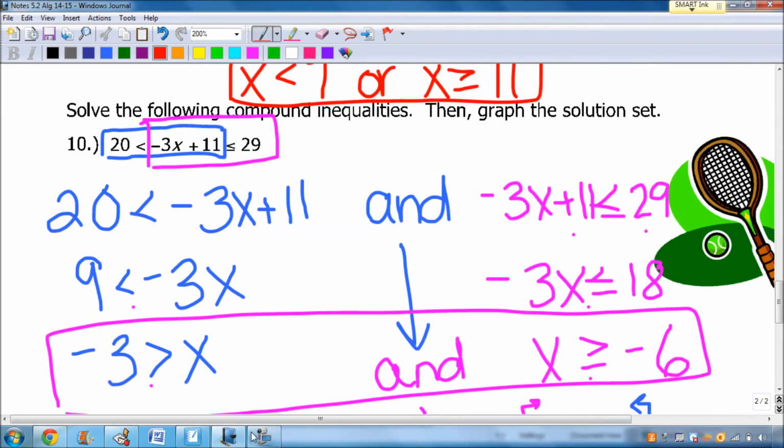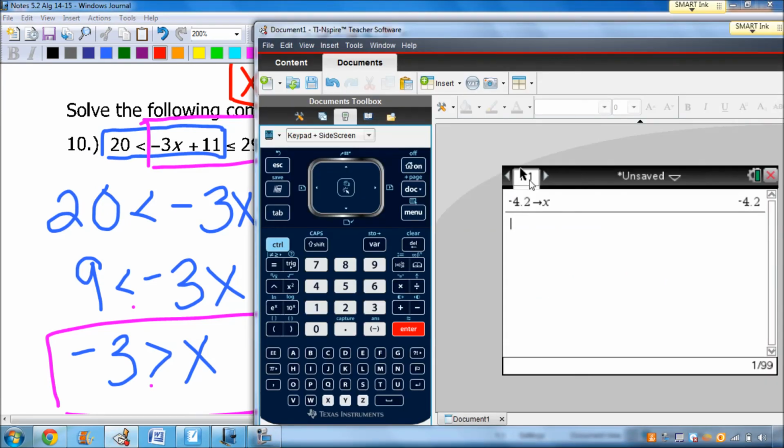So the original problem says 20, so we'll type in 20, is less than. Now, how do you get the less than button? You press control equals and you have all sorts of choices for inequality signs. So here's the less than button, negative 3x plus 11. And then I'm going to do again is less than or equal to 29. Press enter, it tells me it's true. So I know for a fact that negative 4.2 works.